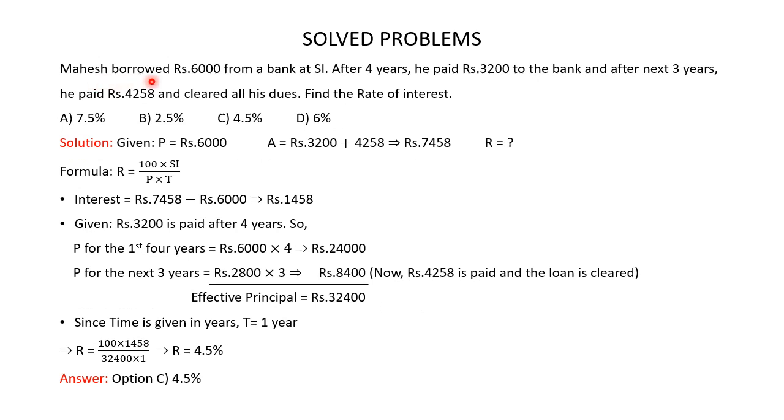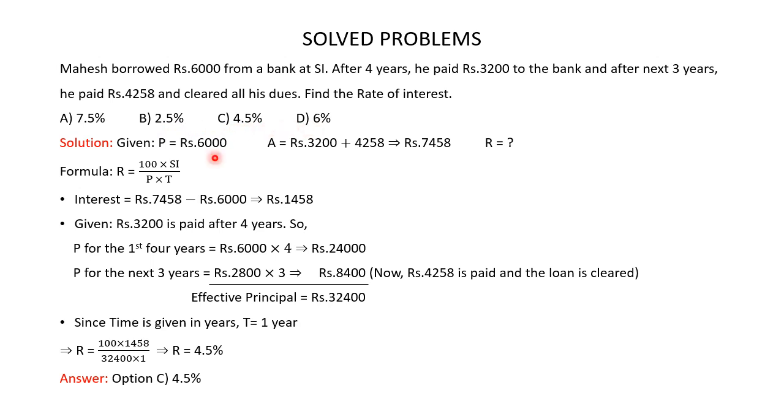Mahesh borrowed rupees 6,000 from a bank at simple interest. After 4 years, he paid rupees 3,200 to the bank. And after the next 3 years, he paid rupees 4,258 and cleared all his dues. Find the rate of interest. Here you are given 4 options and you have to find out which of these options is the correct one.